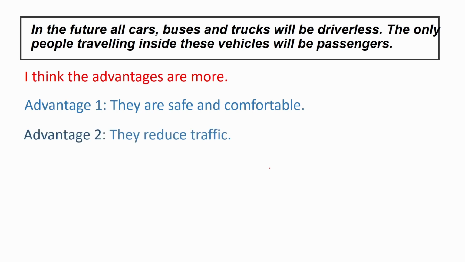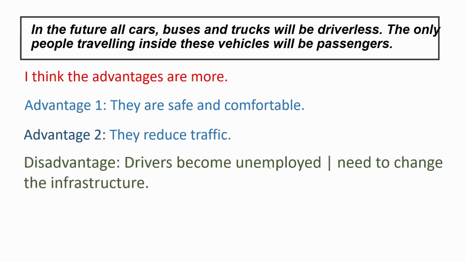As you know, we need to cover both sides of the argument. So in order to get a good score, we need to also mention the disadvantages in a separate paragraph. So about the disadvantages, I think drivers will be unemployed in the future. And also, we will need to change the infrastructure. By infrastructure, I mean roads and services required for driverless cars. Now, it's time to write.